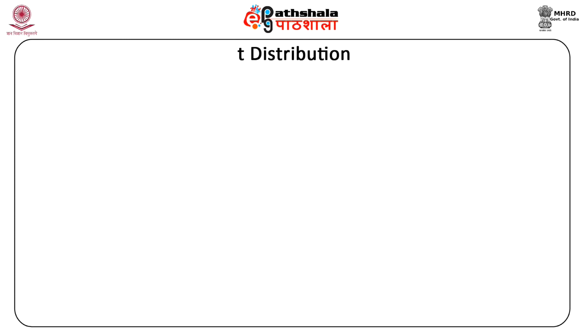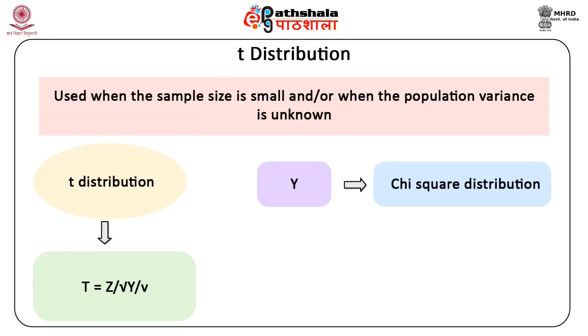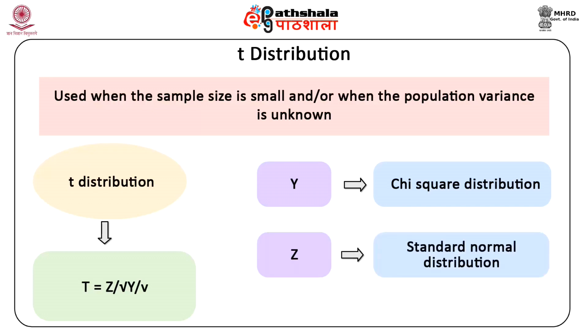The t distribution is a probability distribution that is used to estimate population parameters when the sample size is small and or when the population variance is unknown. The distribution of t equal to z upon under root y upon nu, where y and z are independent random variables, and y has a chi-square distribution with nu degrees of freedom and z has a standard normal distribution, is called the t distribution with nu degrees of freedom.